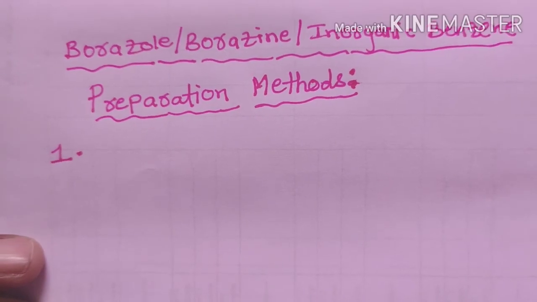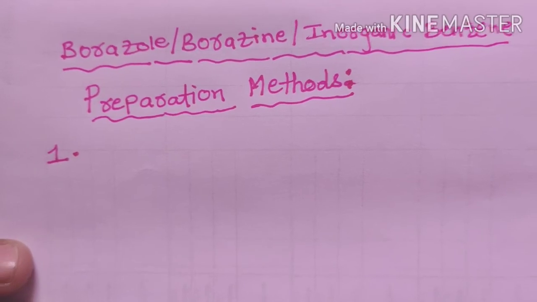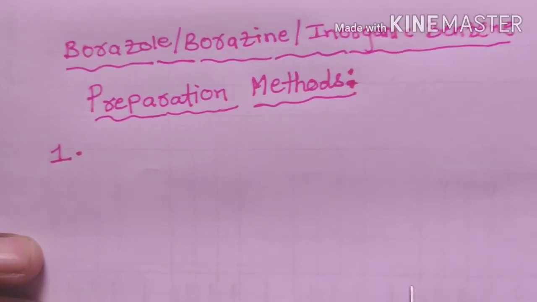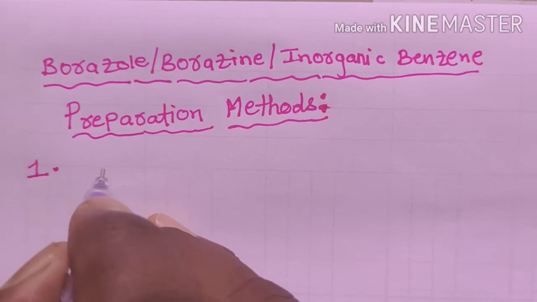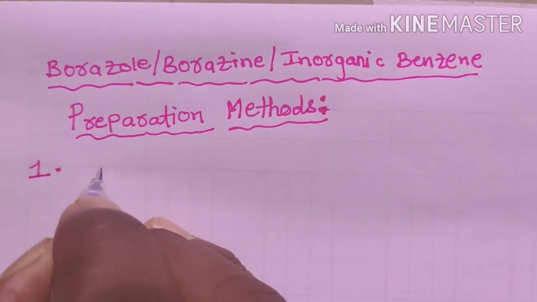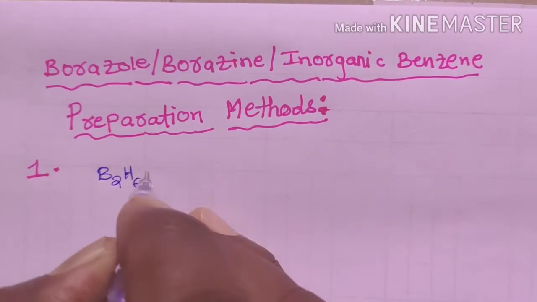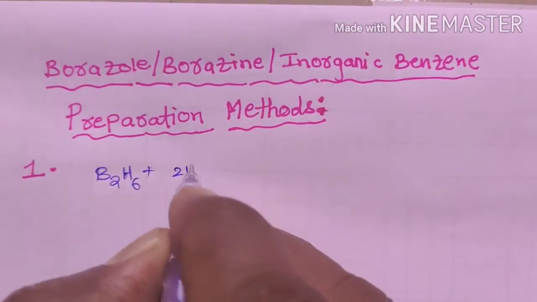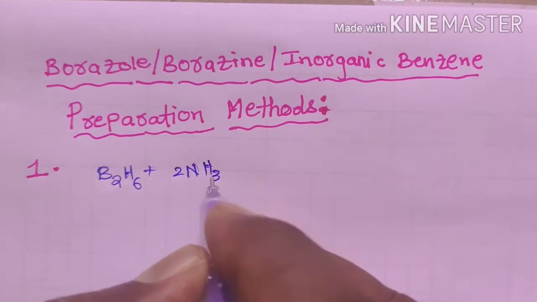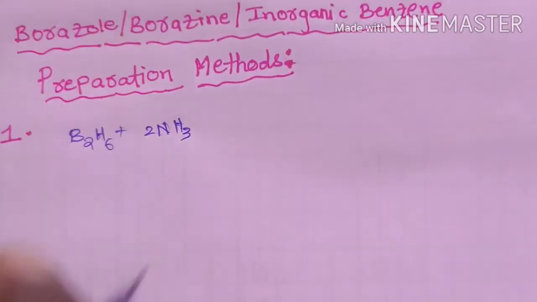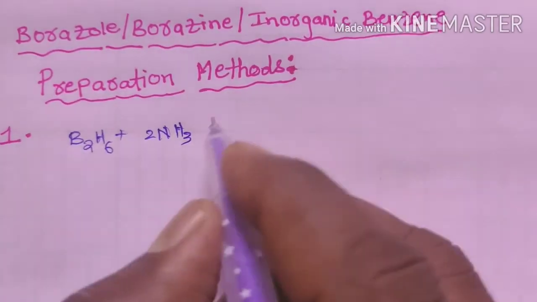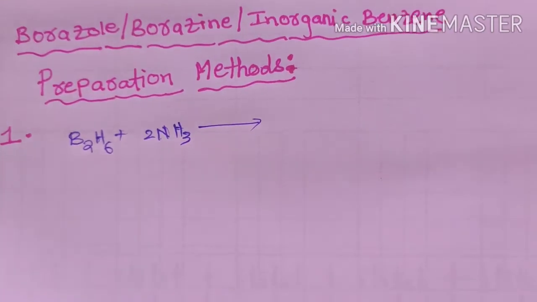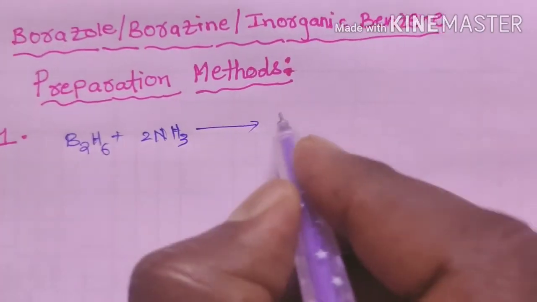Now we go for the preparation methods of borazole, or borazine, or inorganic benzene. Borazole or borazine is prepared by the reaction of diborane with ammonia. The ammonia formula is NH3. When ammonia is used in excess and allowed to react with diborane, first of all we get an addition product known as the diammoniate of diborane.